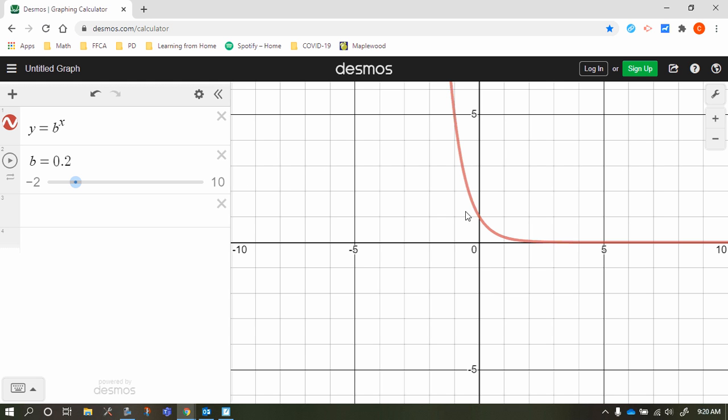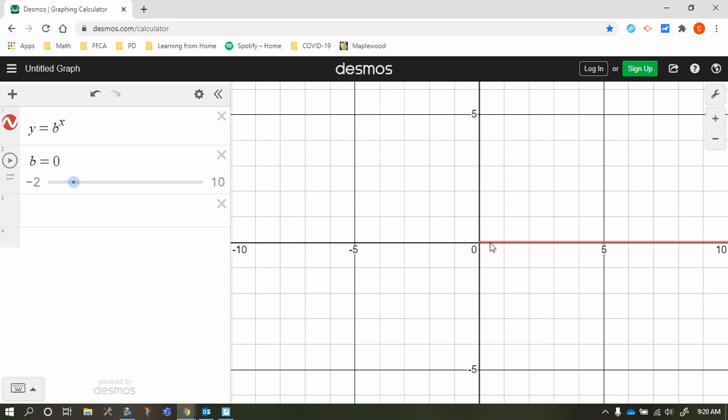Well, what would happen if the b value was 0? Well, here I get a ray, we might call it. So a graph that begins at 0 and then goes to the right. Again, this isn't exponential. It doesn't have that exponential curve, either growth or decay. So again, we'd say this is kind of linear, but there's a restriction on the domain.